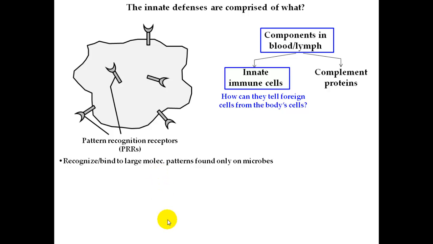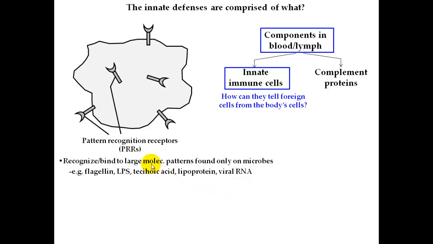So examples of molecules that are found only on microbes include things like flagellin, which is the protein that makes up flagella, lipopolysaccharide, right? Our cells don't have LPS, but bacteria have LPS. Teichoic acids are only found on bacteria. Lipoproteins are found on bacteria, but not our own cells. And you have viral RNA. It's a type of nucleic acid that tends to be found in viruses, but not in our own cells.